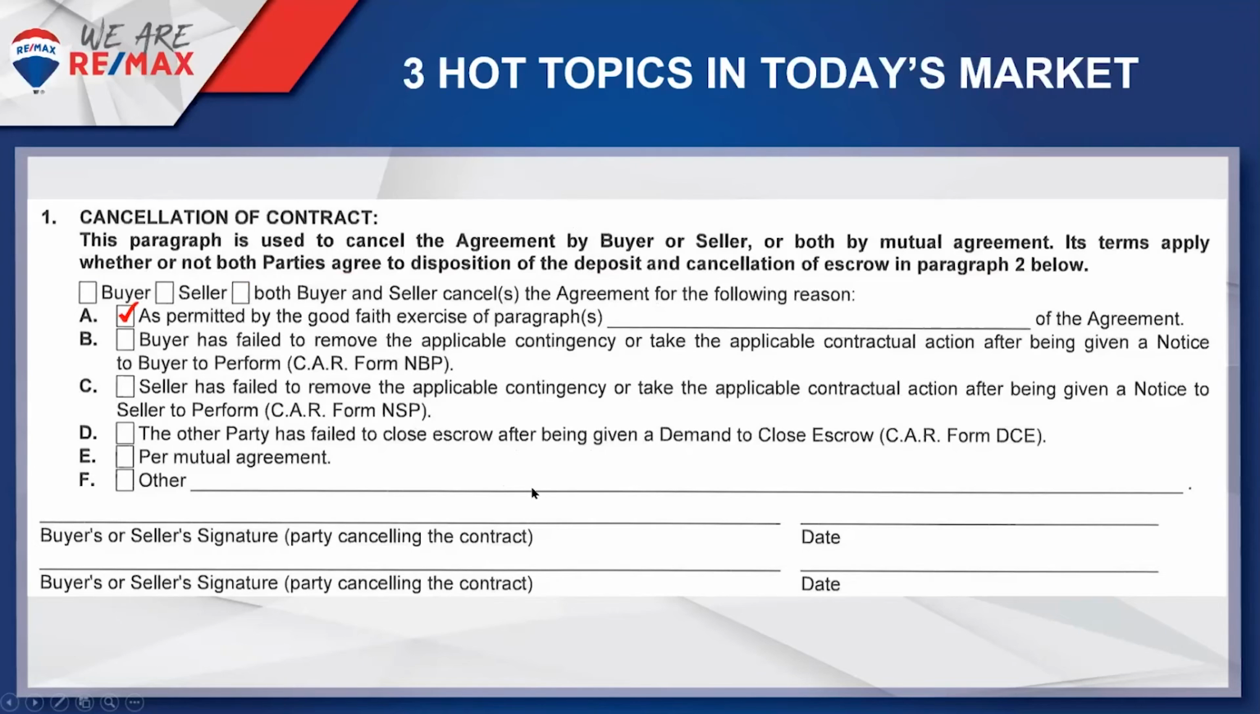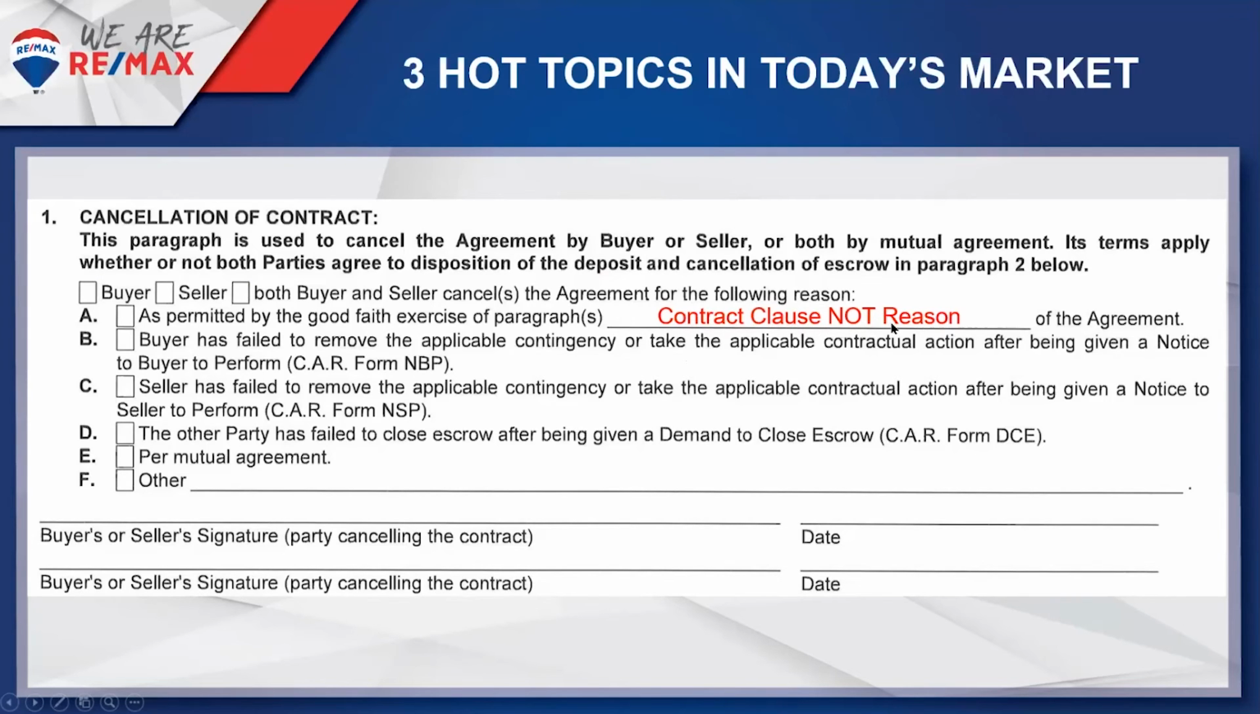Okay, so either the buyer or the seller or both elect to cancel this contract, as permitted by the good faith exercise of paragraphs. And here's a point: write the contract clause that allows for cancellation, not the reason. Pursuant to paragraph 8, paragraph 8 is where all your contingencies are explained. So pursuant to paragraph 8, the buyer is canceling, not, gee, the house smells bad.